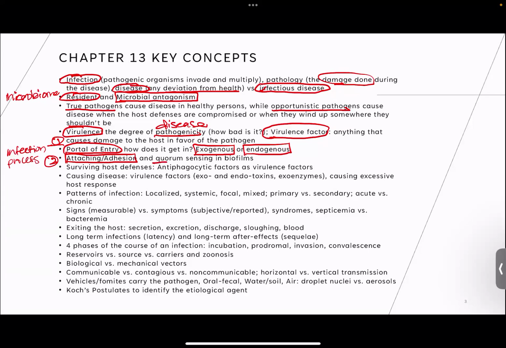This is where we reintroduce that concept of quorum sensing in biofilms, which we've talked about previously. We've talked about it in chapter 4. We talked about it in chapter, I believe, 25 or 9, one of those. And now we're talking about it again in chapter 13.